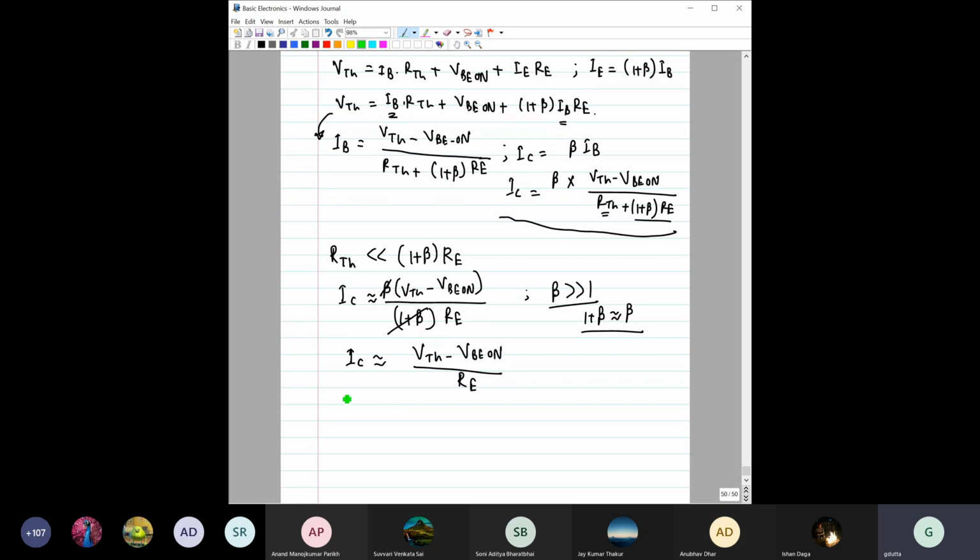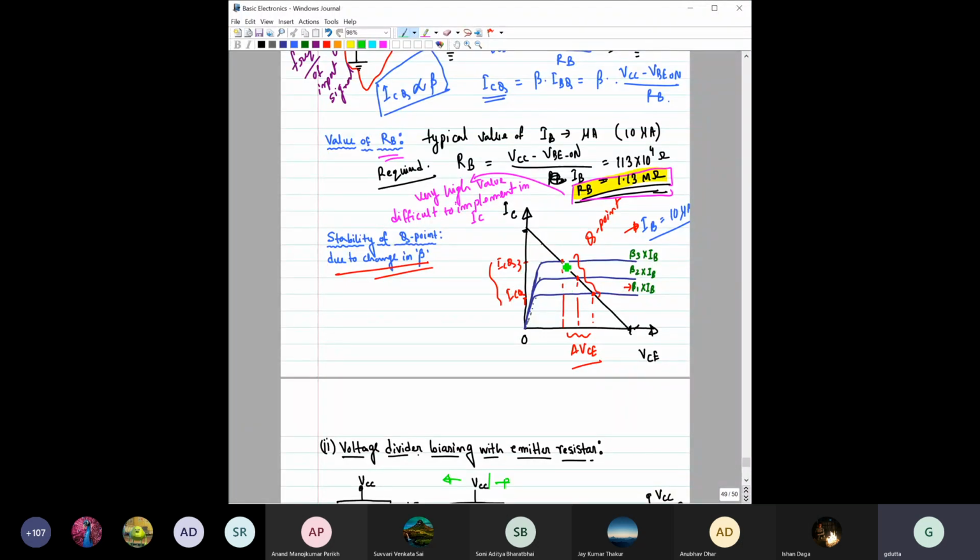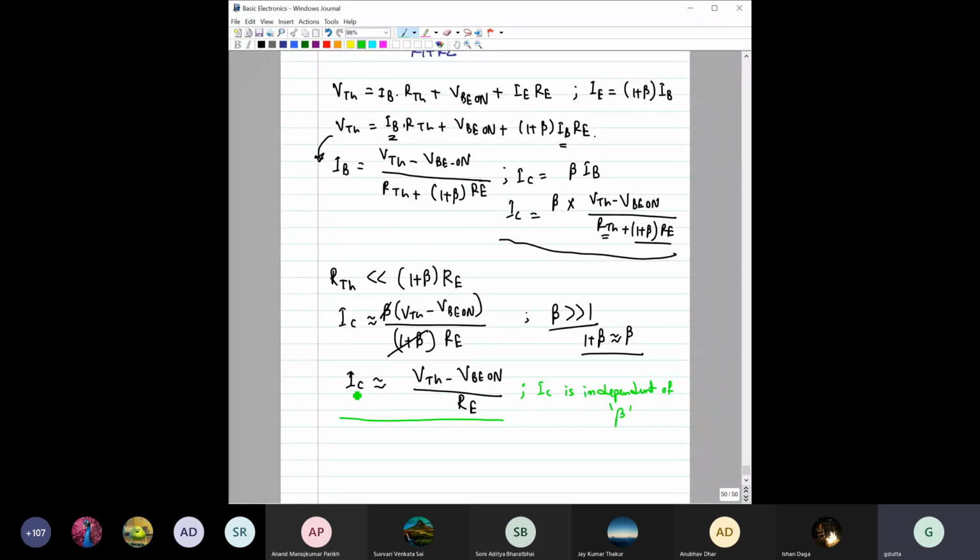If you now notice this last expression that we have derived, you see this IC is independent of the value of beta. Previously we have seen that if the beta value changes, it will change the quiescent point. But if we use this technique, we can see IC is independent of beta, and to make IC independent of beta, we should choose this condition. If this condition is valid, then we get this criterion.